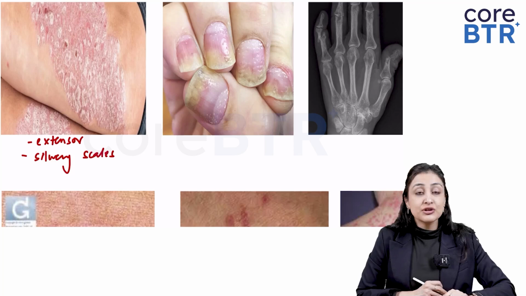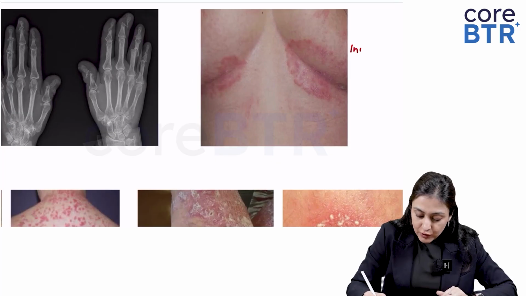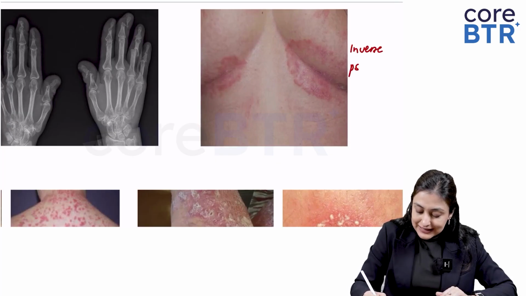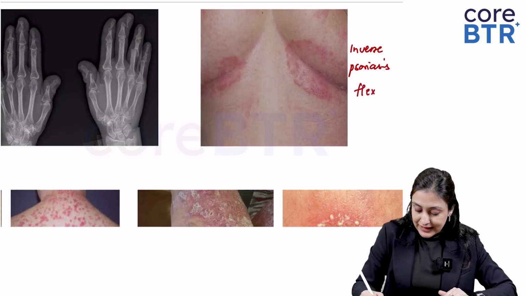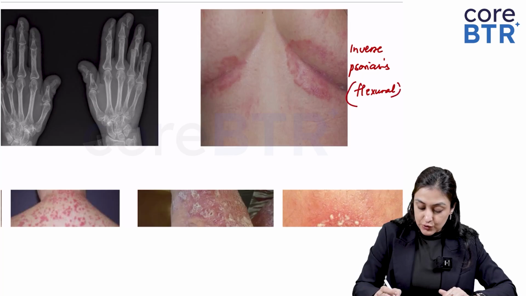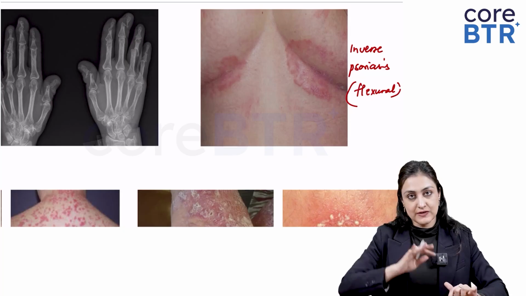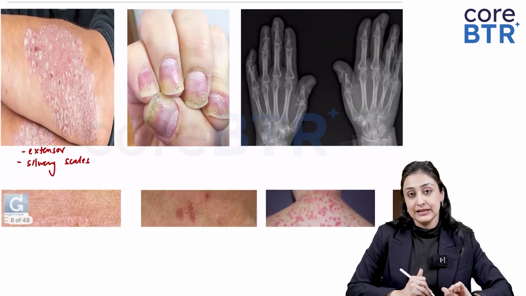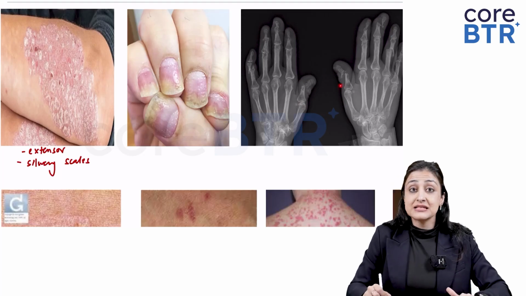But can it be seen on the flexural surfaces? Yes. So what will we call that? We will call that inverse psoriasis. So if you see it on flexural surfaces, on the chest wall near the folds, that is inverse psoriasis. So that's done. Then psoriasis is a condition that also affects the nails and the joints.